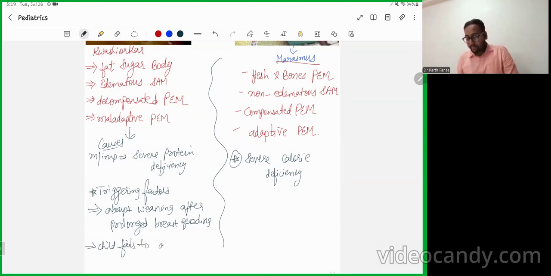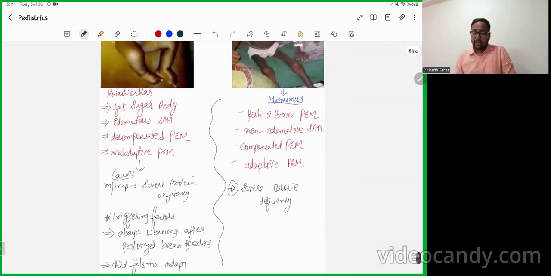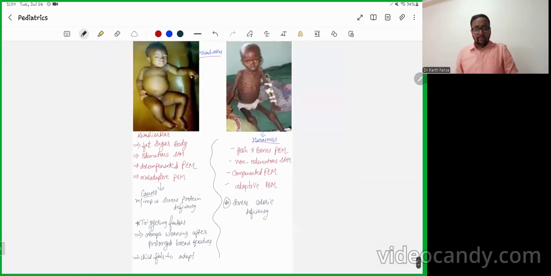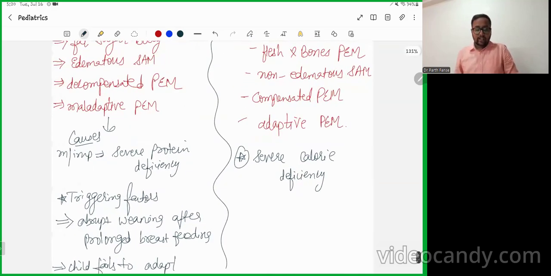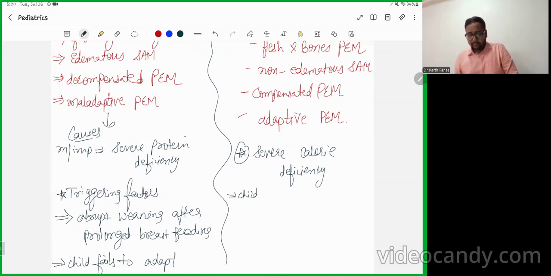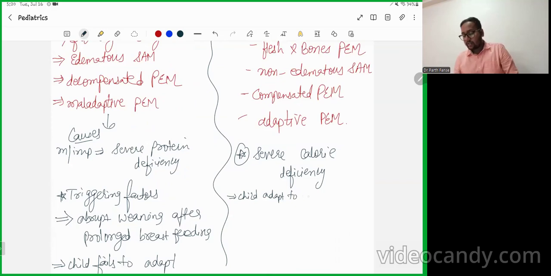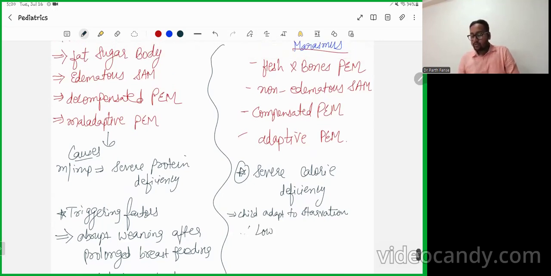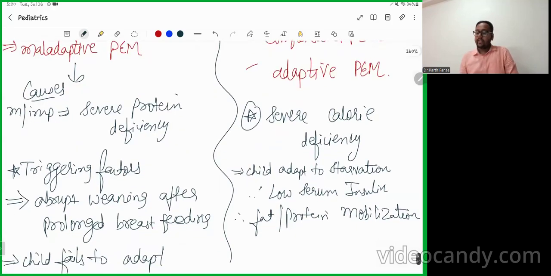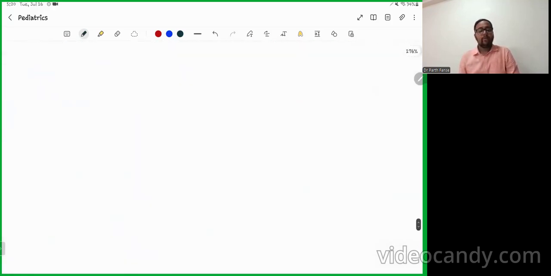And this child fails to adapt. In this child, the adaptation to starvation is lost. The child adapts to starvation; therefore, there will be low serum insulin and decreased fat and protein mobilization. Done?